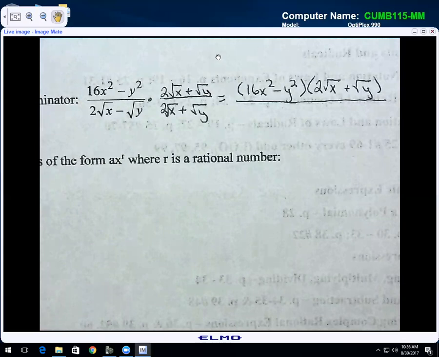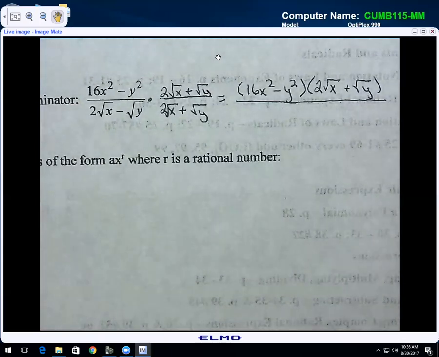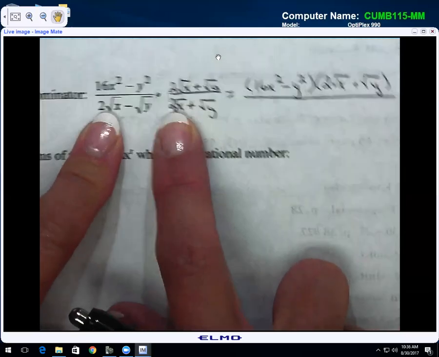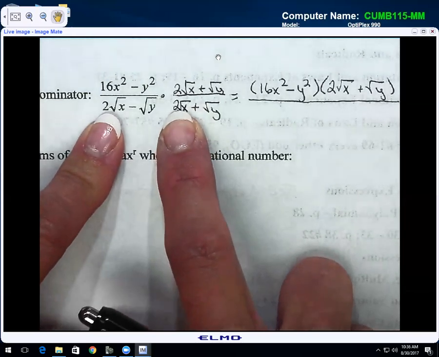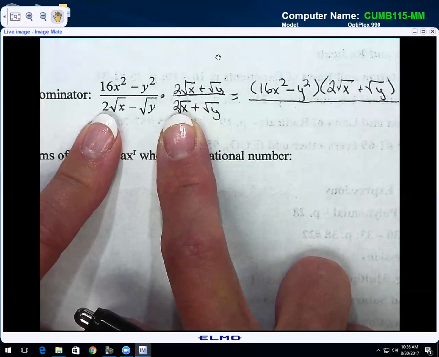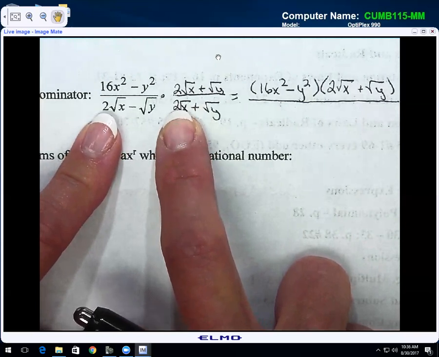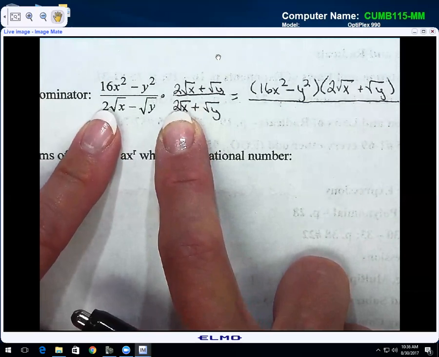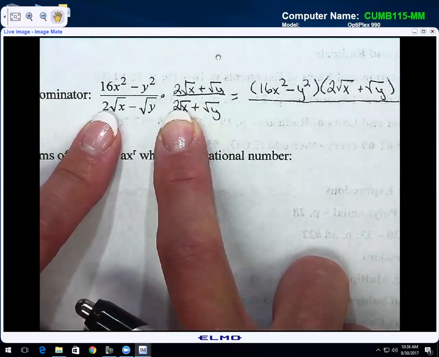There's the numerator multiplied by the conjugate, but not FOILed out, just left in parentheses. Help me multiply this denominator. 2 square root of x times 2 square root of x would be what? 4x. 2 times 2 is 4. Square root of x times square root of x is x.